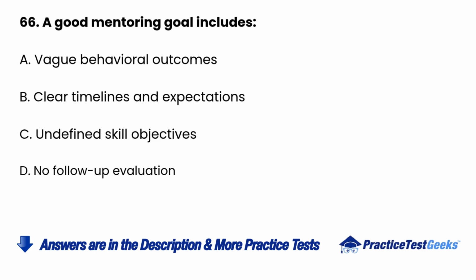66. A good mentoring goal includes A. Vague behavioral outcomes. B. Clear timelines and expectations. C. Undefined skill objectives. D. No follow-up evaluation.